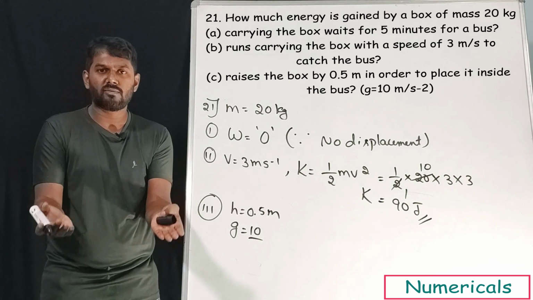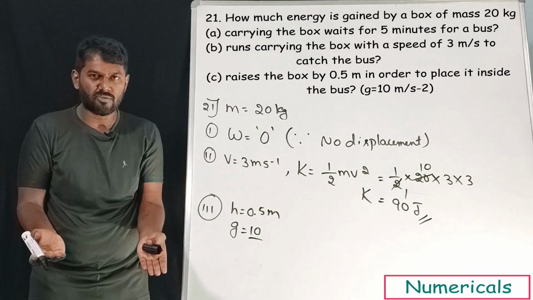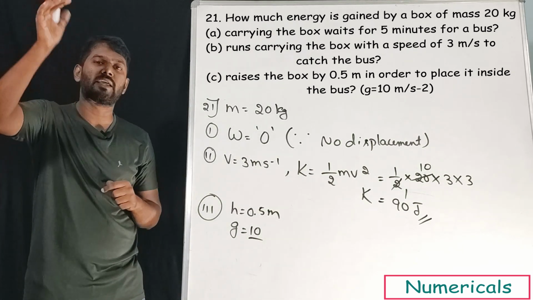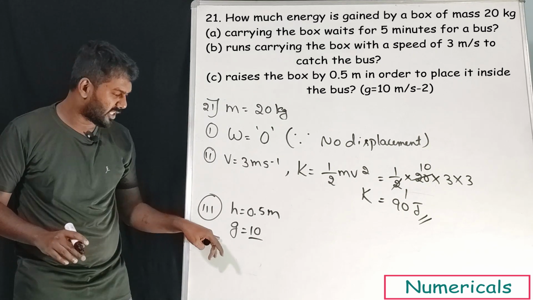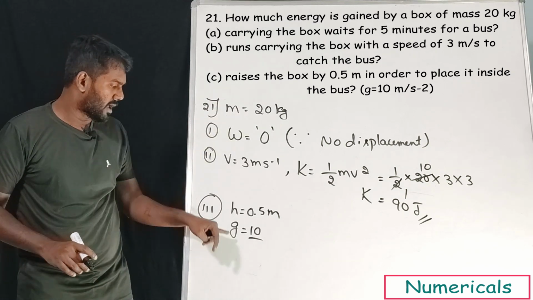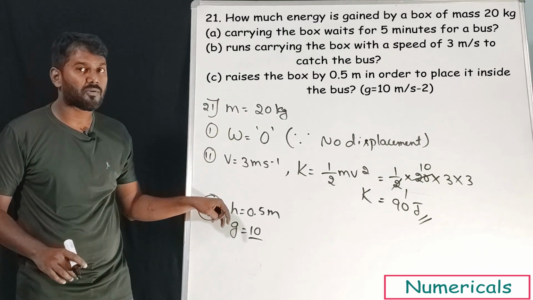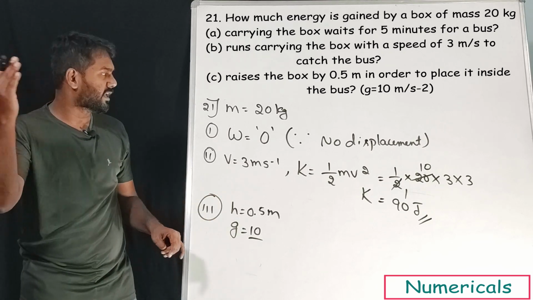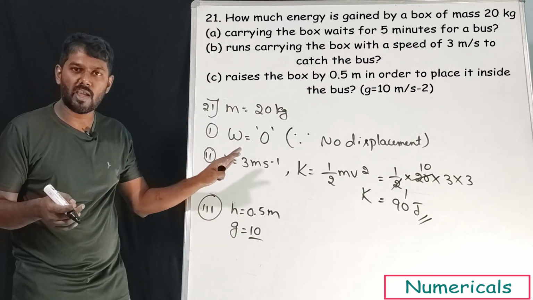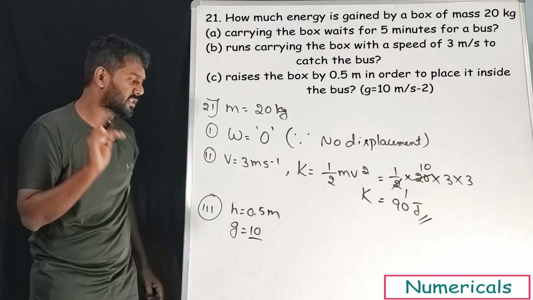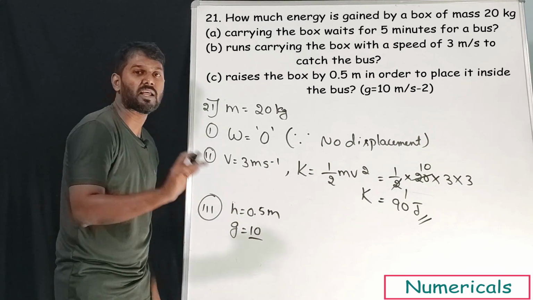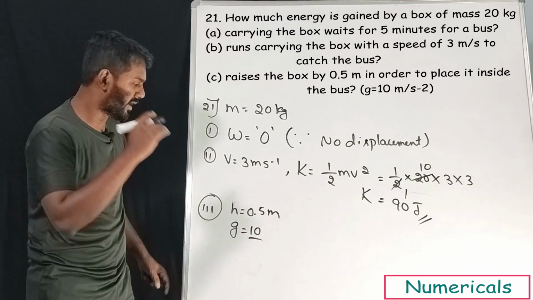Now whenever we are raising something, what is getting increased? Potential energy. So in this question we have mass, gravity and height. What is the formula for potential energy? mgh. We have to find potential energy. So this is how, based on the given data, we need to understand what we have to find.